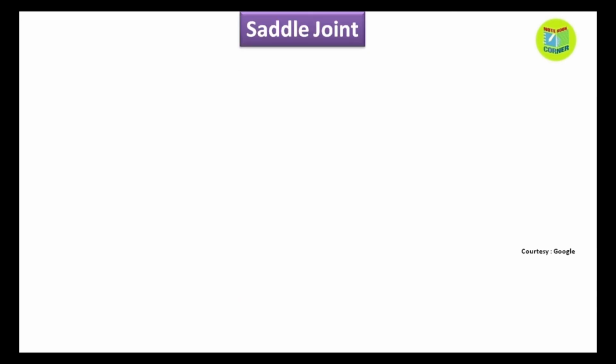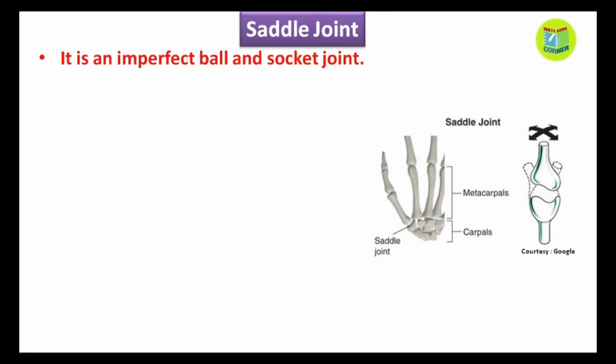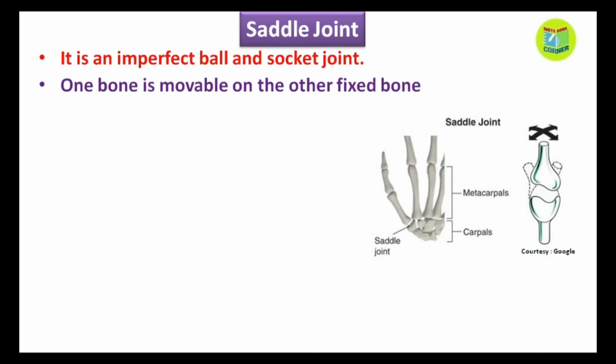Saddle joint, the fifth and the last part of freely movable joints. It is an imperfect ball and socket joint in which one bone is movable on the other fixed bone in many directions. For example, thumb joints.